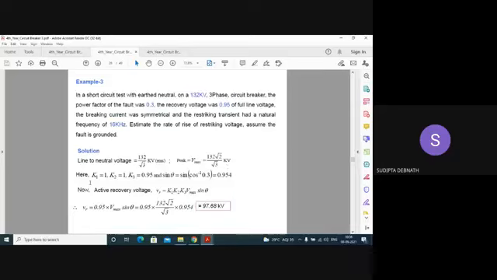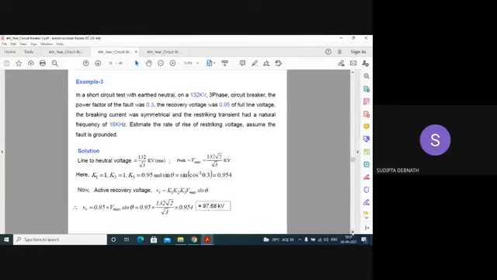Now K1, why are K1 and K2 1? Because no demagnetizing effect is given. And also, it says assume the fault is grounded. I told you neutral is considered as grounded. If the fault is grounded, then K2 will be 1. If the fault is not grounded, K2 would be 1.5. And the power factor has been given, so you can easily find sin theta and substitute here. So what will be Vr? Vr will be this one.